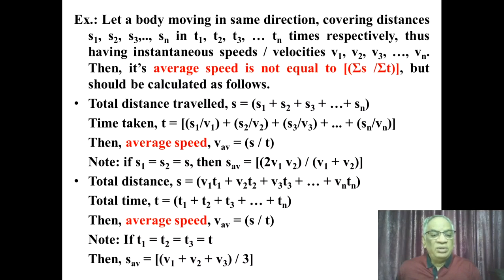If only two events are there, and s1 and s2 are both equal, then v average is equal to 2 v1 v2 by v1 plus v2.